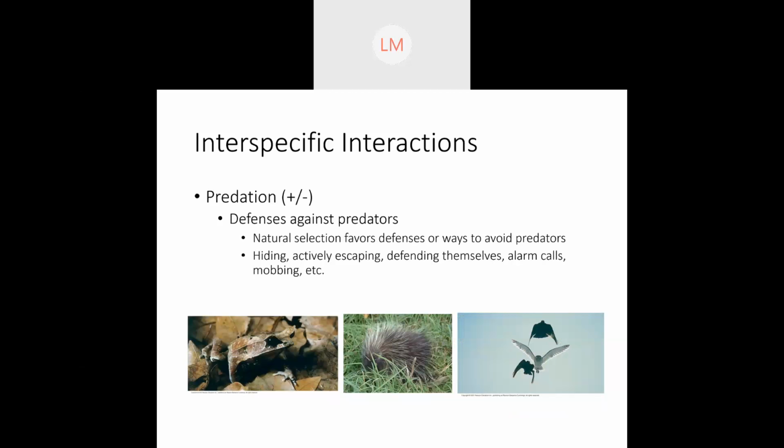That might be hiding. So we've got an example here of a frog that's camouflaged. You might just be quick and be able to actively escape. You might defend yourself like this porcupine here. There might be some sort of alarm call. If I can communicate to members of my species, my population, that there's a predator nearby, we can escape more easily because we know it's coming. Mobbing might be another example, where we are actively retaliating against our predators. So those are all types of defenses against predators that we see in nature.